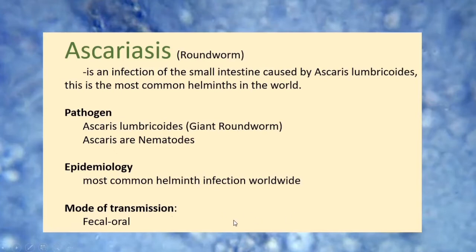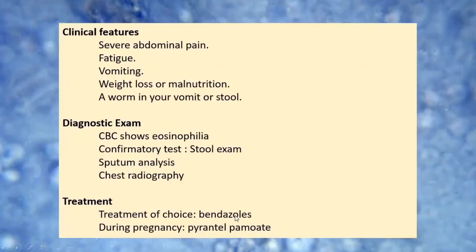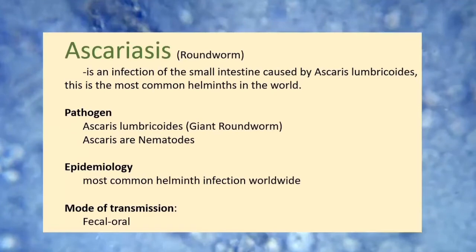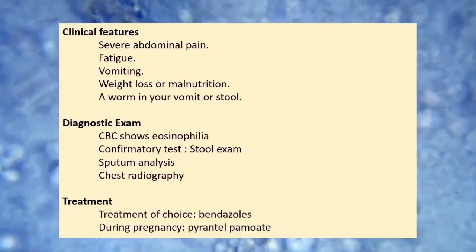So this infection occurs in the larval state following the consumption of contaminated food, especially raw vegetables that have been contaminated by human waste, such as fertilizer from human feces. So there are clinical features or signs and symptoms of ascariasis.